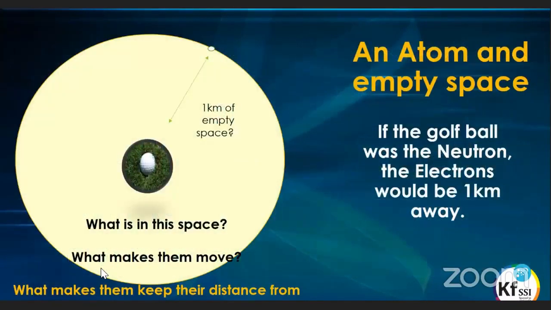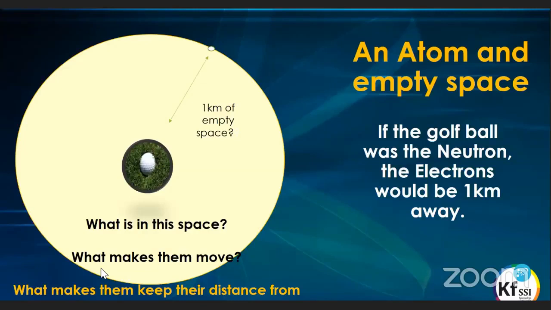Now, when we take a look at the world around us, we've been told that when we look at an atom, we have a lot of empty space. If you try to put that space into perspective, if a golf ball was the neutron, then the electron would be 1 kilometer away.